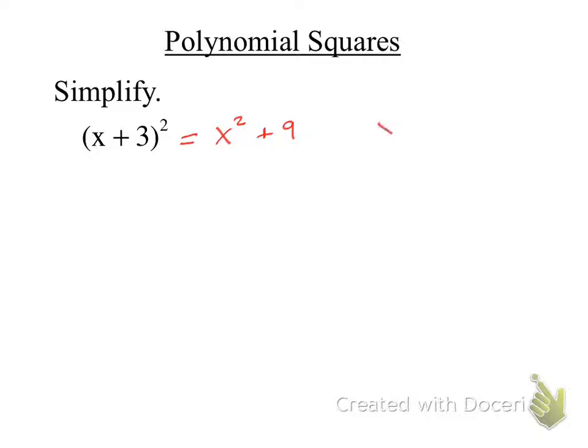Okay, Boeing, what do you have? x squared plus 6x plus 9. Okay, how many people have x squared plus 9? Let me see, show of hands. x squared plus 9. Let's see what the majority is going with.